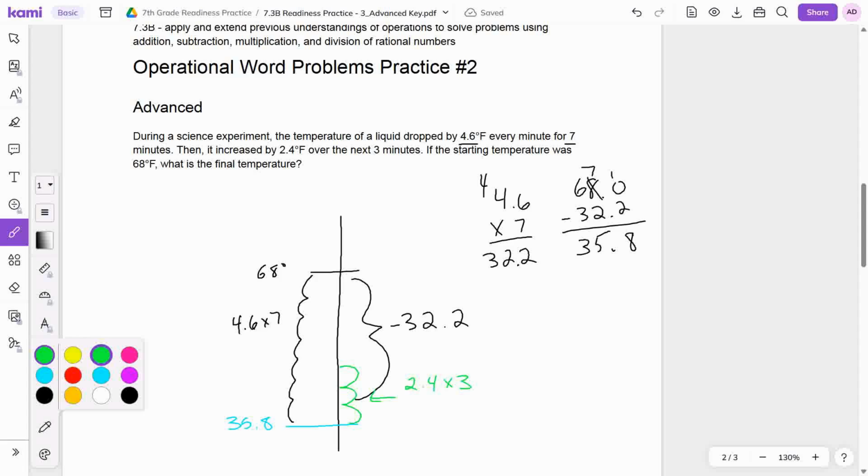So let's figure out what that is. 2.4 times 3 is 7.2. So I'm going to take my 35.8 and add 7.2, then I will get my answer, and I'll put it in blue here. So 0, that's 6, that's 13, and that's 4. Okay, so the final temperature is going to be right here, and that is going to be 43 degrees. So let me just put this right here, 43 degrees Fahrenheit. And let's put a box around it. That is my final temperature.